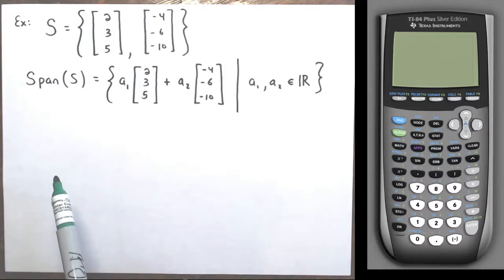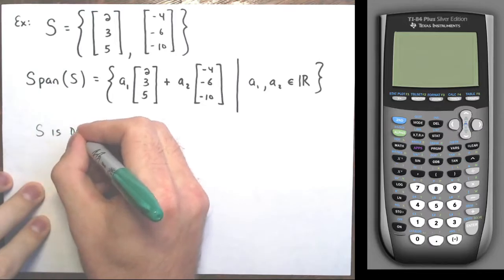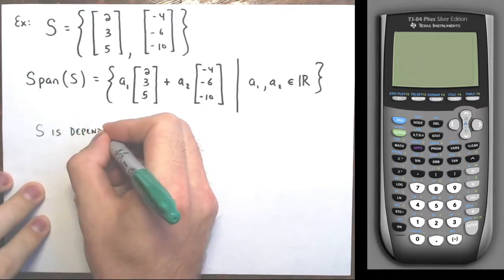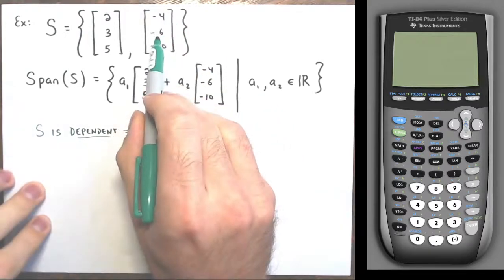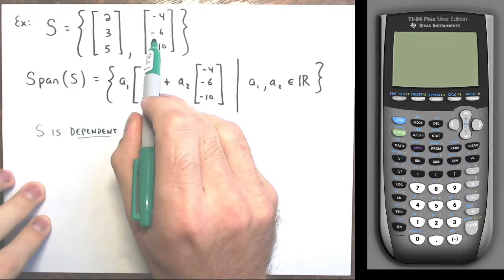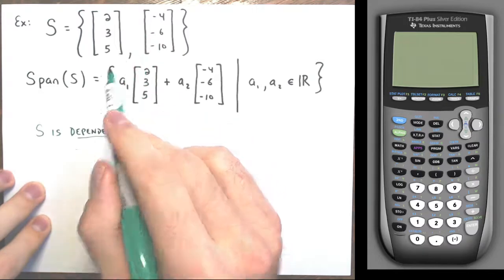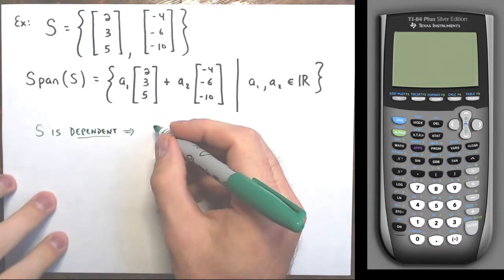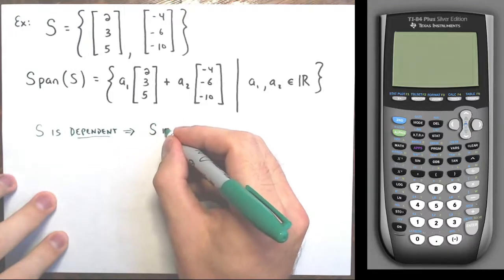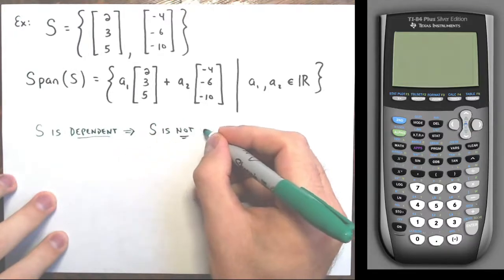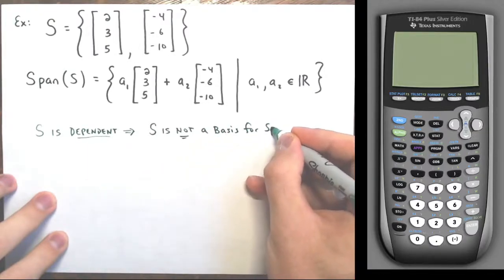And hopefully you can see that the answer is no. S is linearly dependent. When there are 2 vectors, it's very easy. Isn't this second vector just -2 times the first vector, right? They are scalar multiples of each other. And when you have a set of 2 vectors that are scalar multiples, that set of vectors is linearly dependent. So S is not a basis. So that means I have to go and find one. It is not a basis for the span of S.